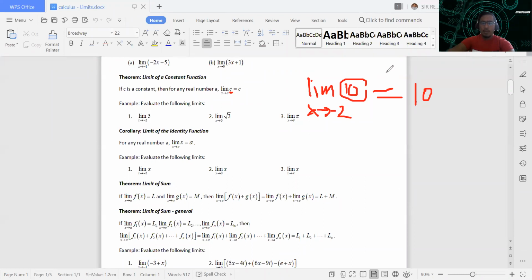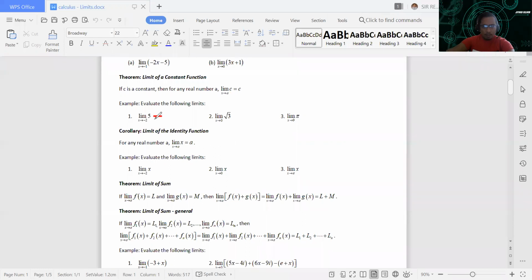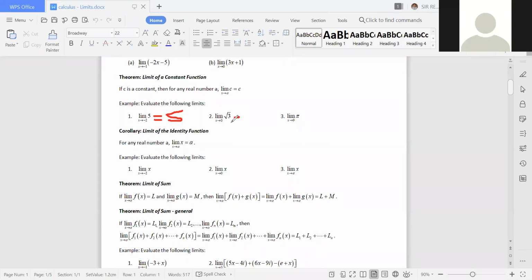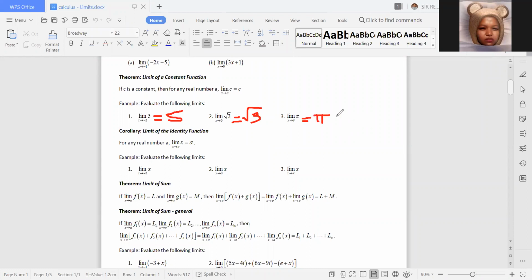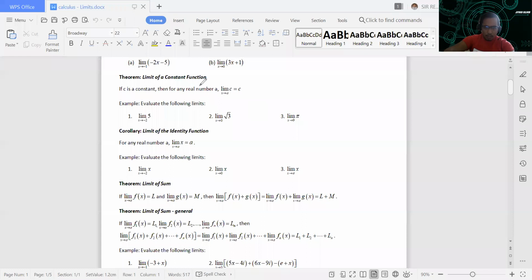So I will ask you now, what is the answer in number 1? 5. Very good. Number 2. Square root of 3. Very good. How about number 3? 3.14. Or simply pi. To be exact, because 3.14 is just the rounded off value. Okay? So I think that is for that constant function.